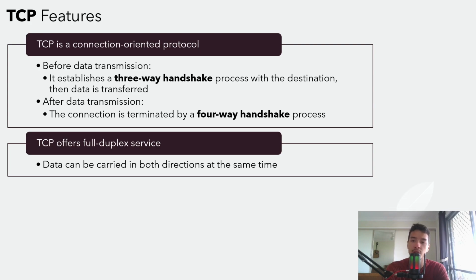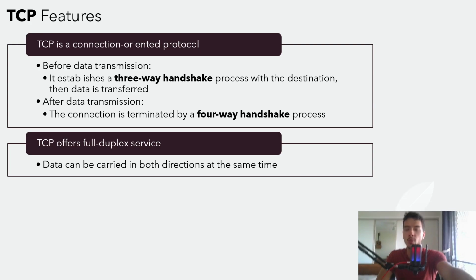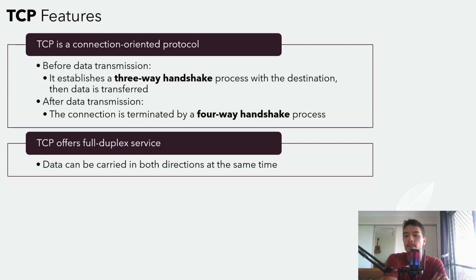And then after the data is transmitted, the connection is terminated by a four-way handshake process. So it's like you're going to shake someone's hand, do a deal, and then once you finish the deal, you shake hands and you leave, kind of thing. You can envision it in a logical format like that. But yeah, TCP offers a full duplex service. Data can be carried in both directions at the same time.